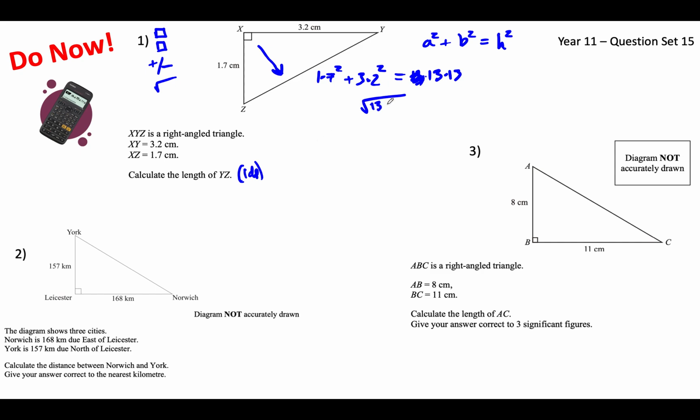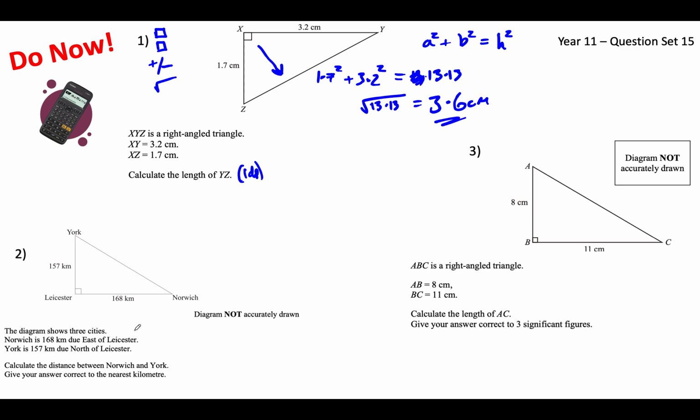So 13.13, square root it. And I said one decimal place because it's 3.6235, so 3.6 centimetres.